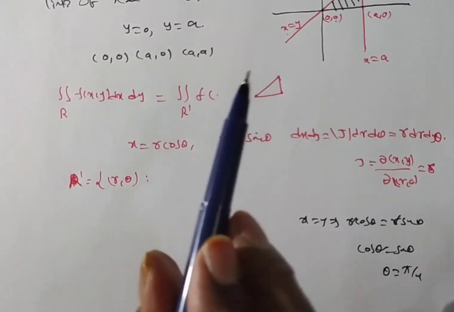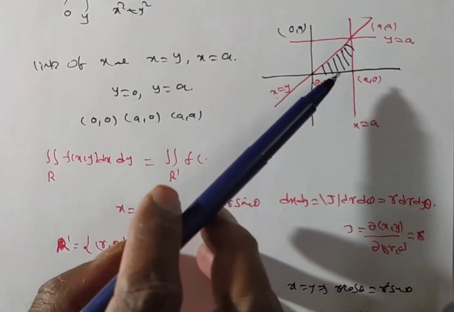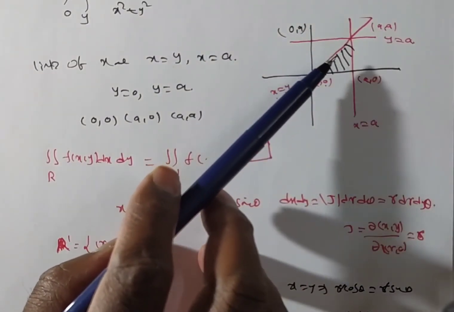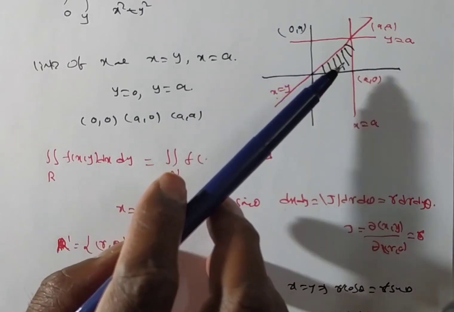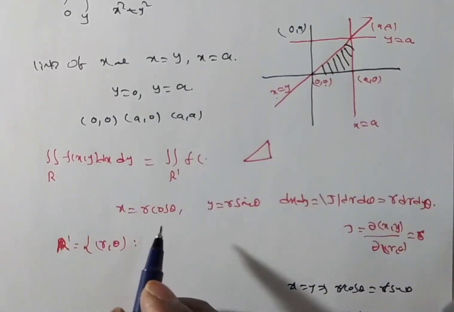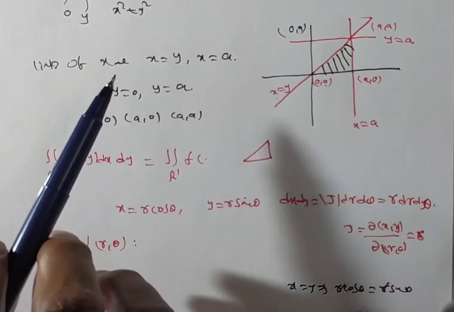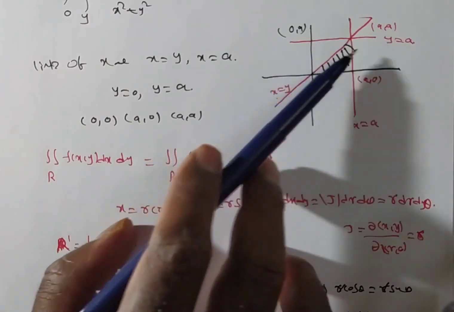So theta on the xy plane, what can you say? Pi by 4. And moreover you can observe that this region is occupied in the first quadrant, and that too half only, not fully. Okay. So the theta value you can take from 0 to pi by 4 instead of 0 to pi by 2, because it is up to the x equal y line only.